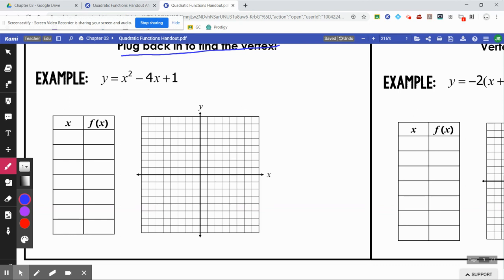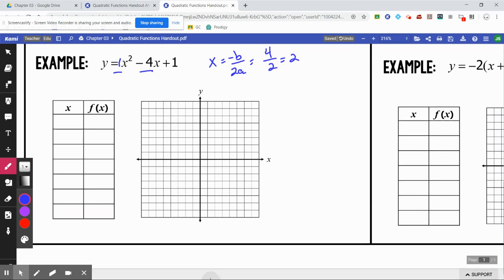Here's your first example. Let's find our axis of symmetry by plugging into negative b over 2a. Your b value is negative 4. Your a value is 1. So that's going to be negative negative 4 over 2 times 1. So that's an x value of 2. That's your axis of symmetry, located at x equals 2. And there you see it on your graph. Your vertex is going to lie on that line.